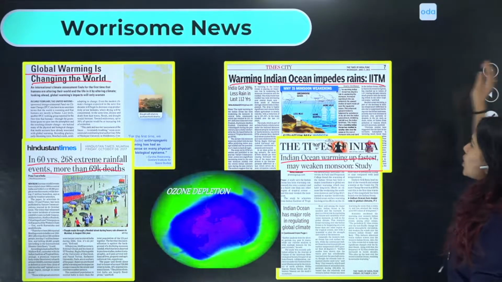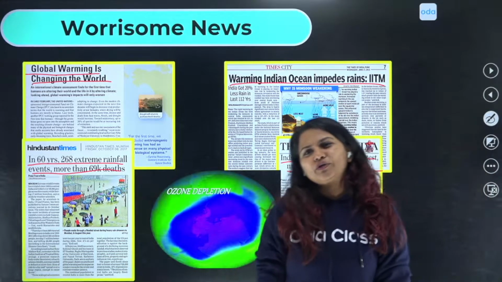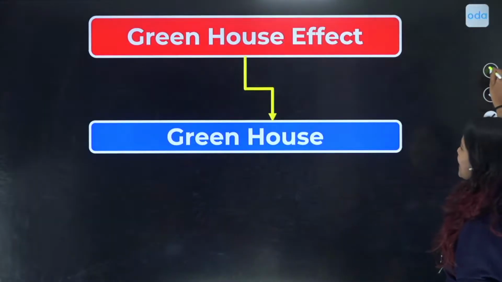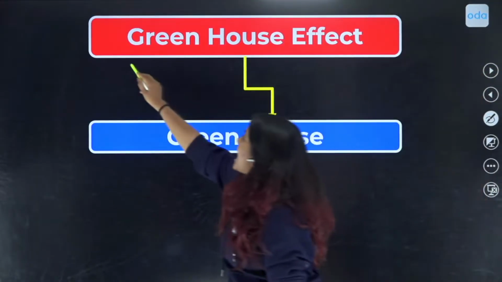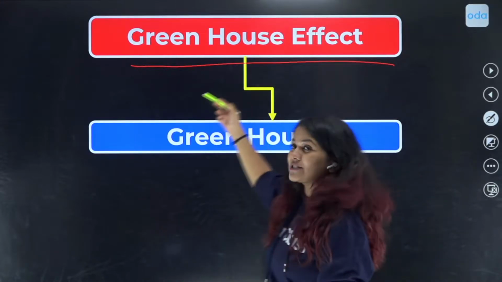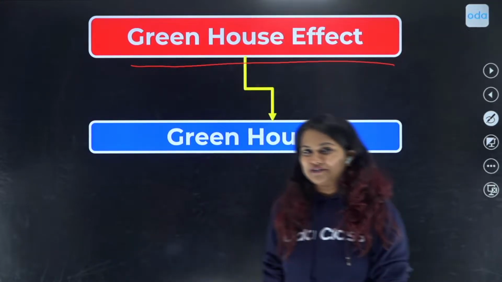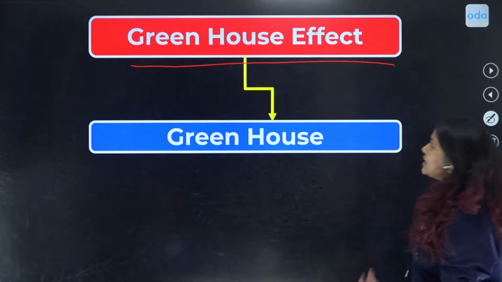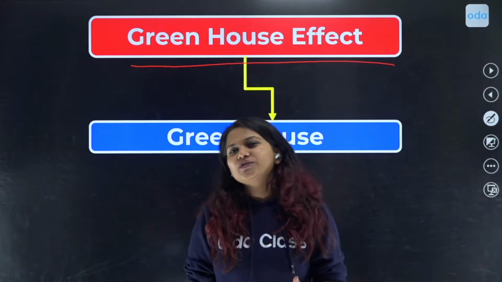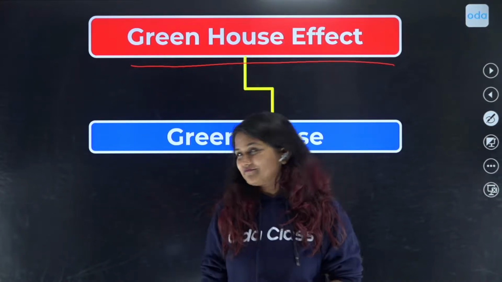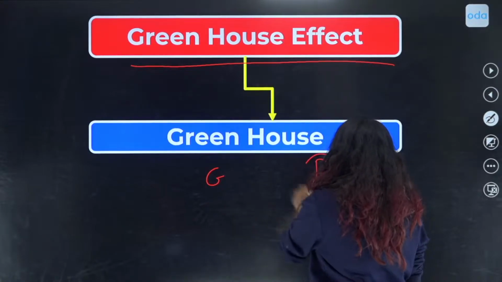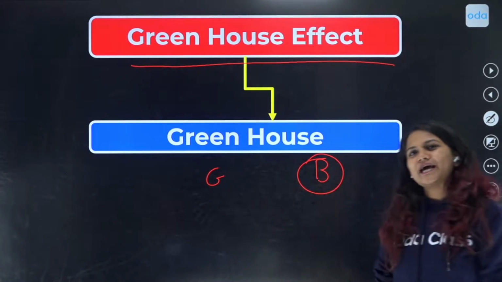So students, who is the reason behind this worrisome news? The reason behind it is the greenhouse effect. If I should put it properly, I would say the increasing greenhouse effect. Yes, so students, just like a coin has two sides, the greenhouse effect also has two sides. A good side and a bad side. So you already know the bad side of this greenhouse effect.